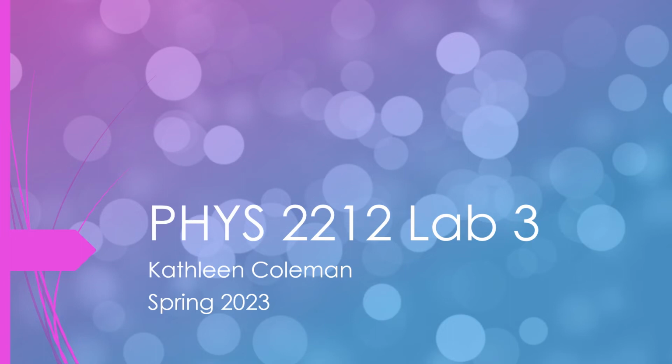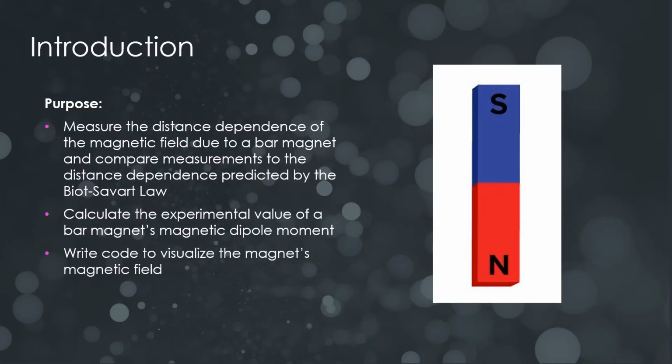My name is Kathleen Coleman, and today I'll be talking about Physics 2, Lab 3 about bar magnets. The purpose of this lab was to measure the distance dependence of the magnetic field due to a bar magnet and compare measurements to the distance dependence predicted by the Biot-Savart law.